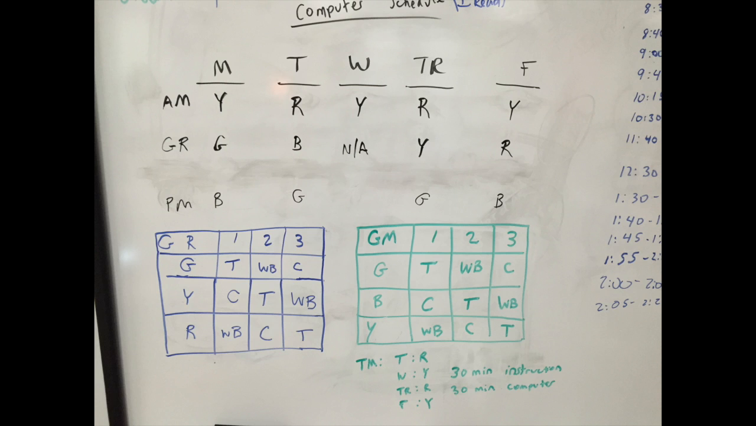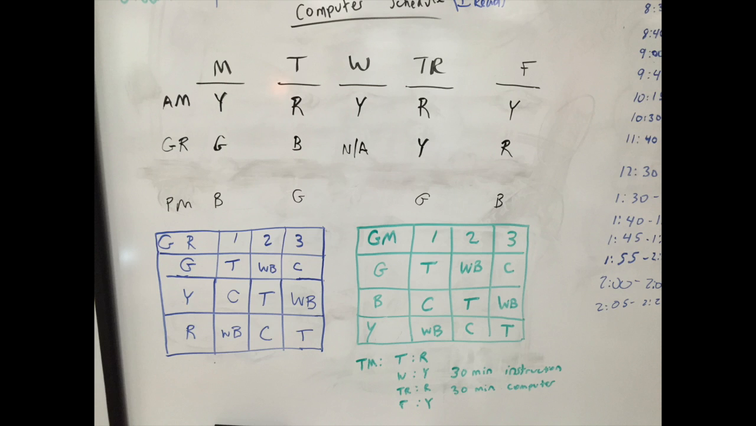Now let's talk about rotations. There are 3 rotations. Let's look at guided reading, the blue chart, under number 1. Green team starts out at T. T stands for teacher, that's my table. Yellow team will be starting out at a center, and red team is starting out at their work box.